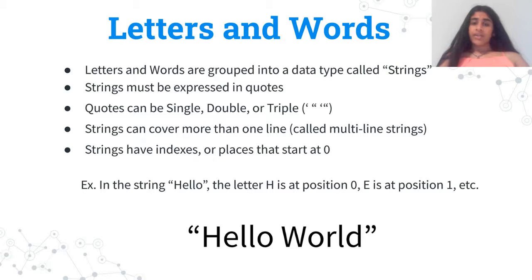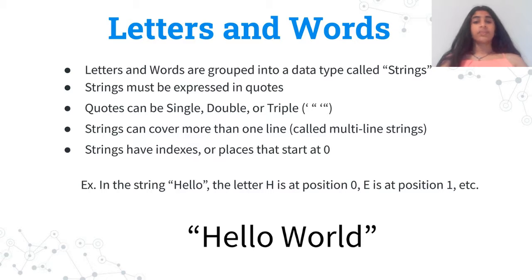Letters and words are grouped into a data type, which is called strings. Strings must be expressed in quotes. They can either be single quotes, they can be double quotes, or they can even be triple quotes, though that's less commonly used. Strings can cover more than one line, and those are called multi-line strings.